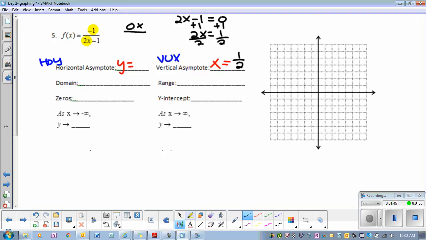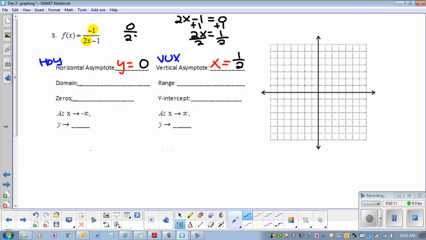On the bottom, I have 2x. Since I don't have any x's on top, just get rid of that. What's 0 over 2? 0. So this is y equals 0.